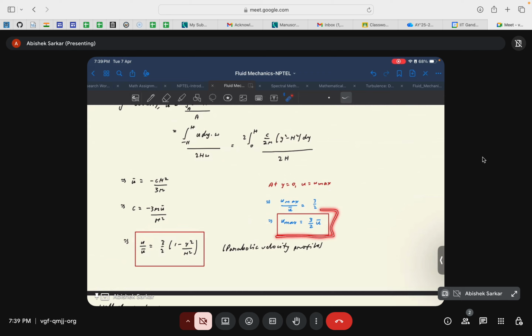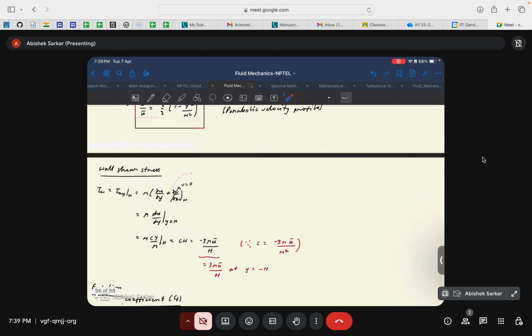This question might come in your exams or even competitive exams such as GATE: the relation between the average velocity and the maximum velocity in the case of flow between two parallel plates. A standard result, but sometimes we might confuse it with the flow in pipes, which has again a different relation.